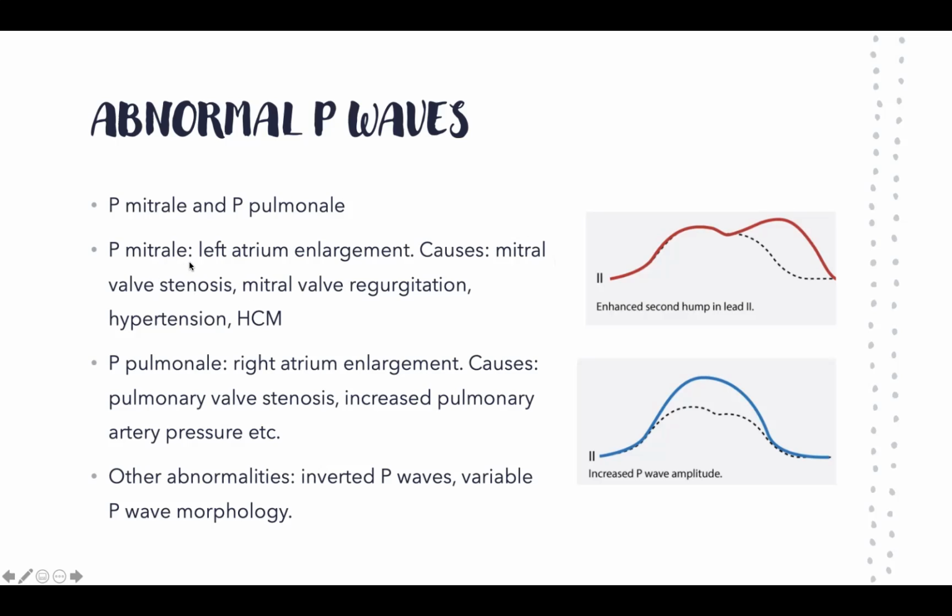it's called P mitrale. P pulmonale, as you can see, is going to be associated with a larger first wave, and then the second wave is usually included into the wave. So it's going to be our first wave that's causing the issue. This is due to right atrial enlargement, because remember, our right atrium contracts before the left. Causes of right atrial enlargement are pulmonary valve stenosis or increased pulmonary artery pressure. And due to pulmonary issues, it's usually called P pulmonale.